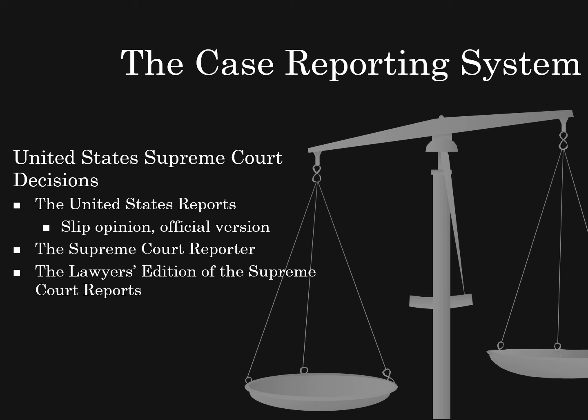The United States Supreme Court decisions are published in actually 3 different reporters, so they would have 3 citations. The United States Reports, which is the official version. It originally comes out in a slip opinion, and we'll talk more about what that means in research and writing. Then they are also published in the Supreme Court Reporter and the Lawyers' Edition of the Supreme Court Reports. So 3 different places.